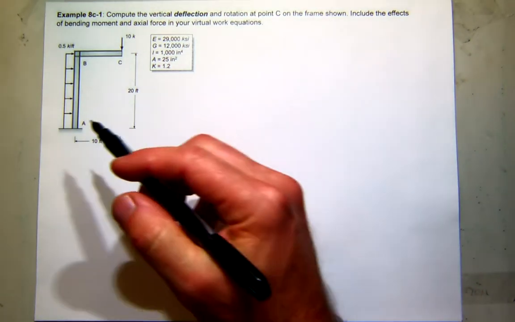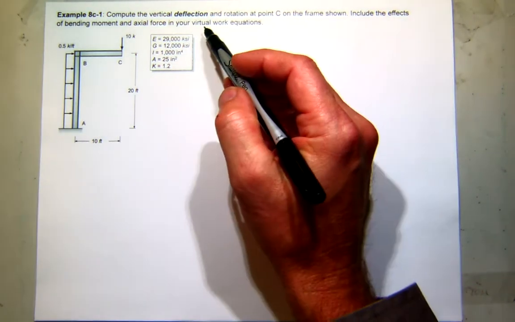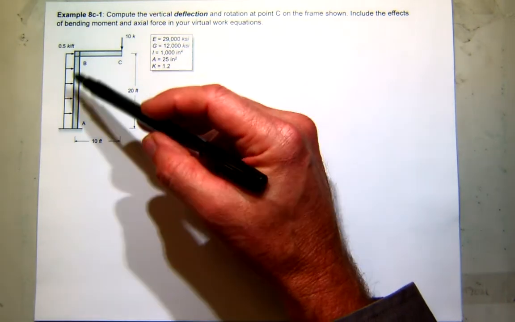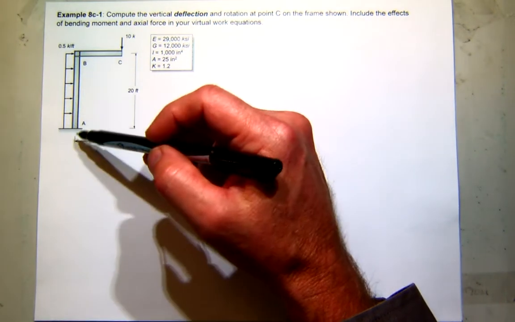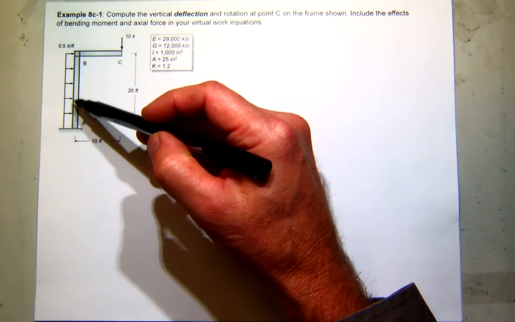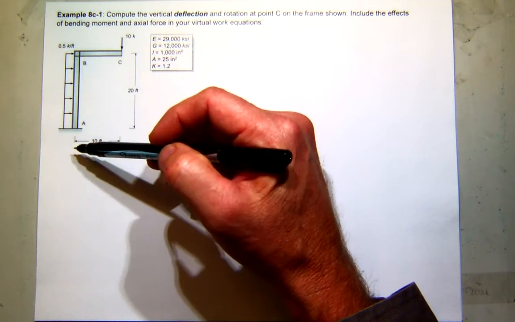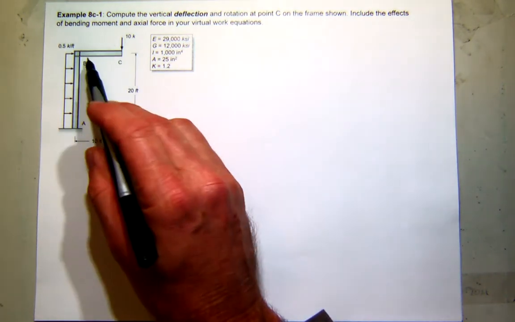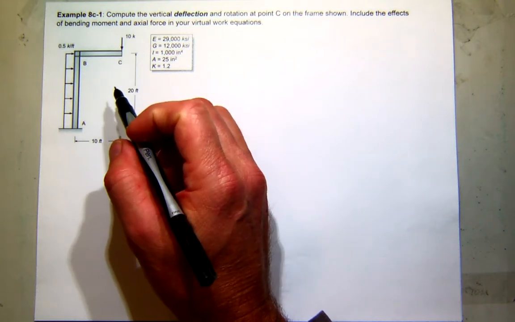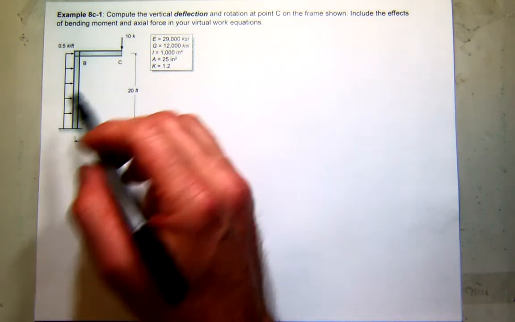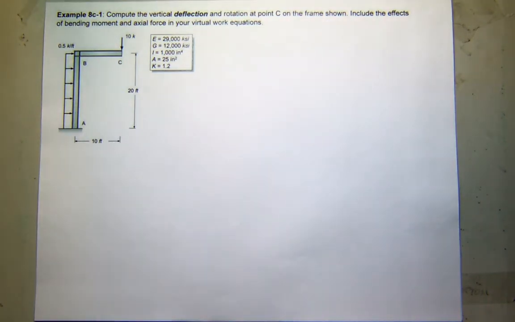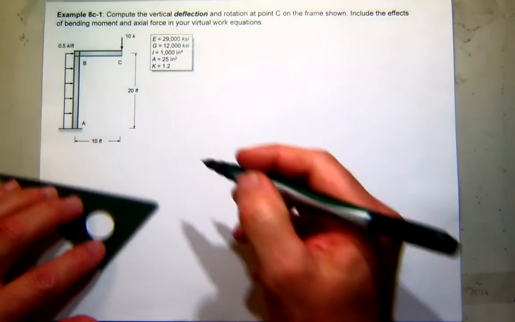So what am I going to need first? Reactions. I'm going to need moment equations for this structure, right? We're doing virtual work. So can I write a continuous moment expression for the segment AB? Yes, I can. Can I write one for the segment BC? Yes, I can. So that's what I'll do. Before we go down that road, let's do AB first.